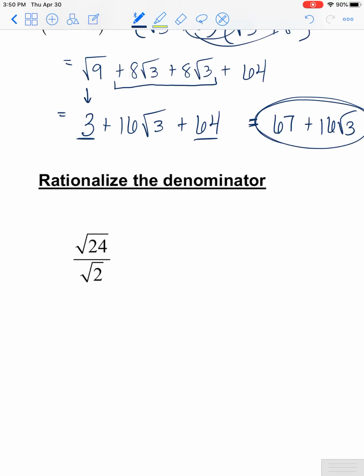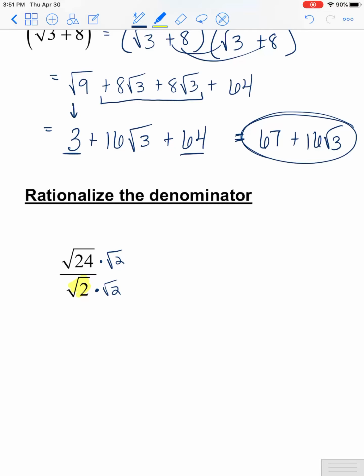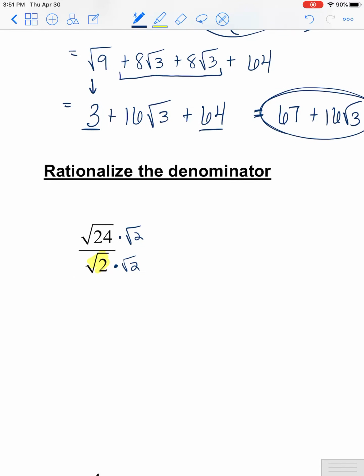All right, rationalizing your denominator. So this is just where you cannot have a square root at the bottom. All you're going to do is multiply the top and the bottom by whatever the radical is. So since I have a radical 2 down here, I'm going to multiply the top and bottom by a radical 2. So this leaves me with the square root of 48 over the square root of 4, which at this point we should be able to skip that step and just put it over 2.